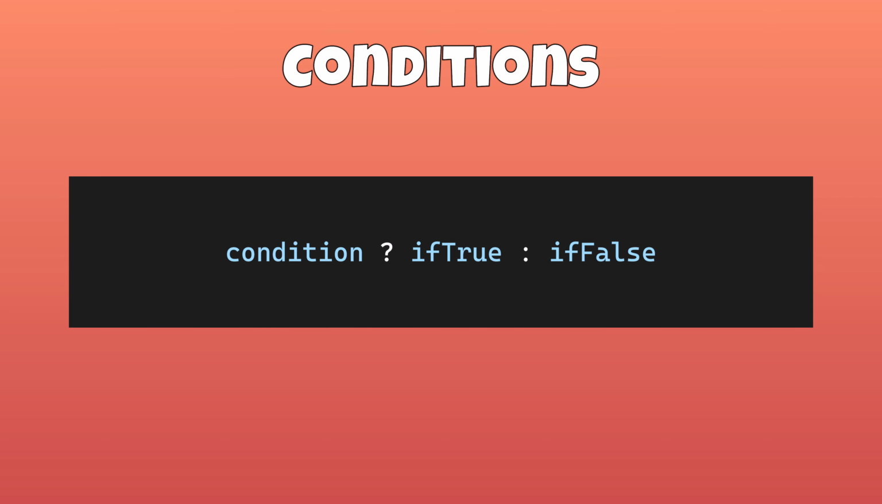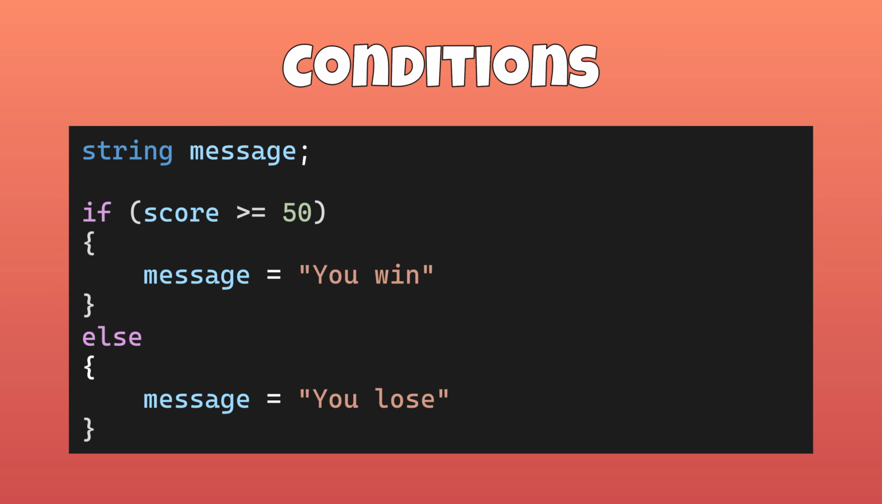Let's take an example. We want to place the text "you win" in a message variable if the player score is greater than or equal to 50, and the text "you lose" if the player score is less than or equal to 50. We can do this with an if-else, like this for example. We declare a string message and then an if, score greater than or equal to 50, we put "you win" in message, and if not, we put "you lose" in message.